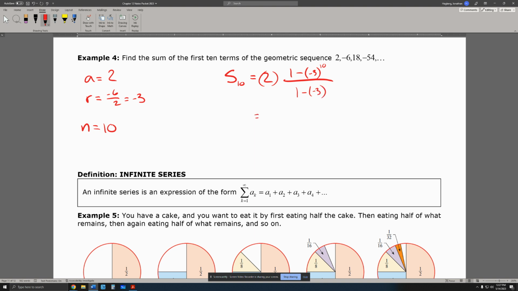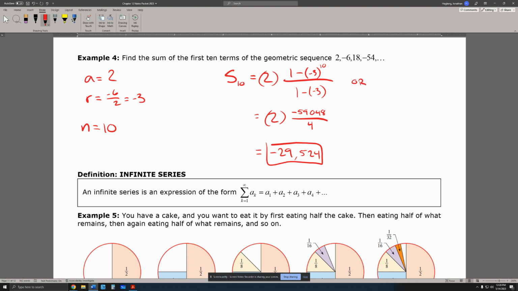Well, this is equal to 2 times, well, I know that 1 minus negative 3 to the power 10 is negative 59,048. And then that's all over 4, 1 minus negative 3. And this is equal to negative 29,524.